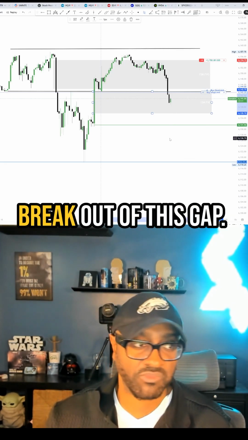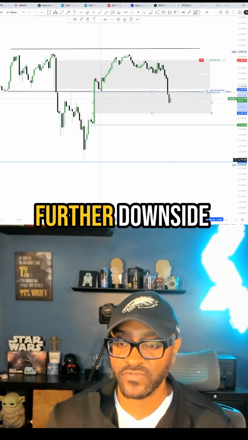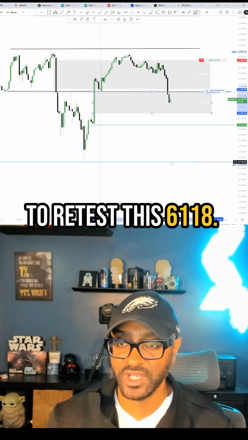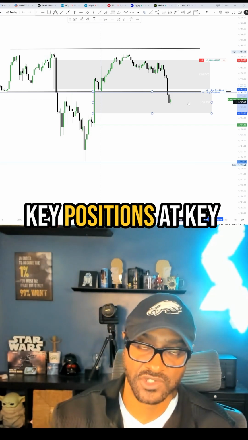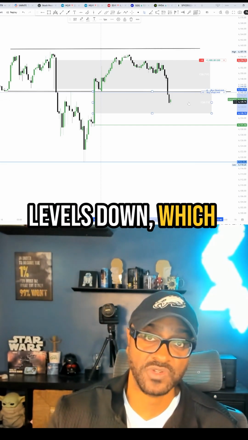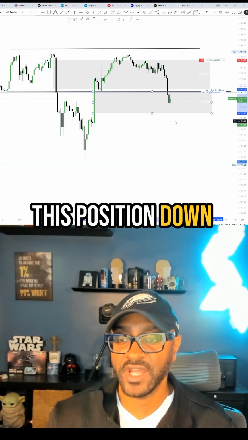I'm looking for this to break out of this gap. If it breaks out of this gap and gets displacement out of this gap, we have further downside to retest at 6118. So I'm going to hold this trade. I'm going to continue to move my stop into key positions at key levels down, which means into my profit because I'm short in this position, down to this mark here.